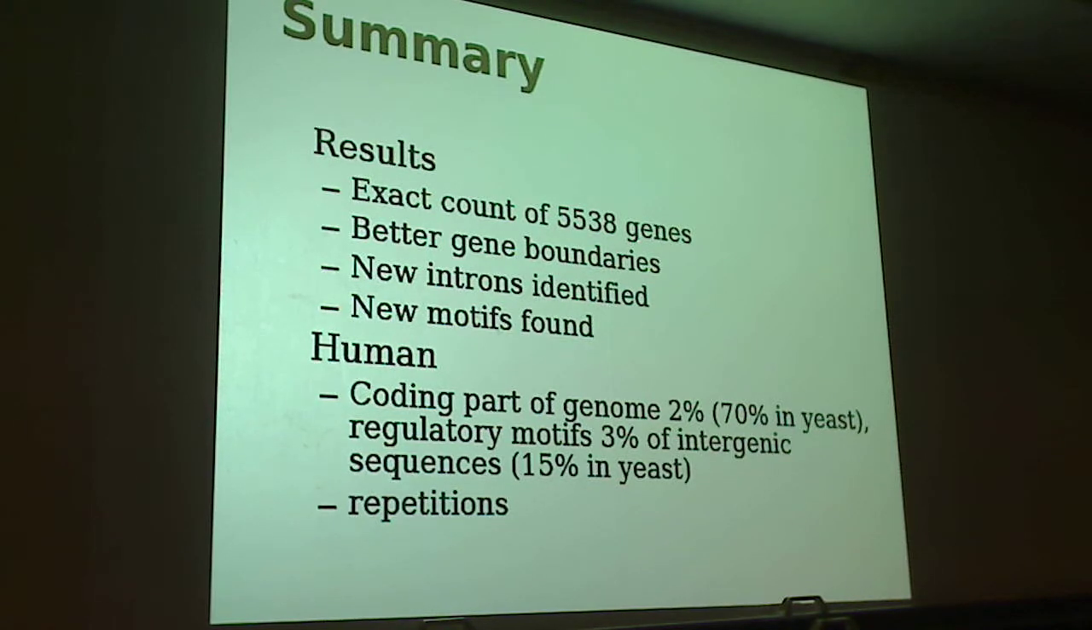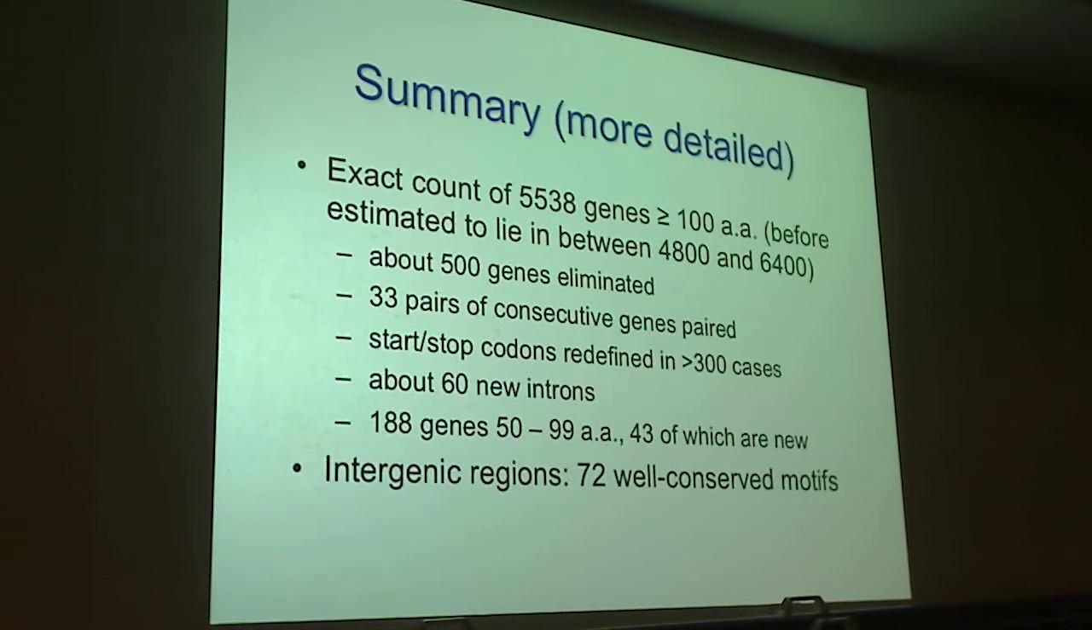They had an exact count of that number of genes. They had better gene boundaries, new introns, new motifs. They could count better what is really the coding part of the genome. And that turns around. So in us it's 2%, it's 70% in yeast, and they could find repetition. So simple comparative studies can tell you a lot. And here you get a bit more detail on these 5,500 genes that were reconfirmed or corrected by means of this fairly simple study. Okay?